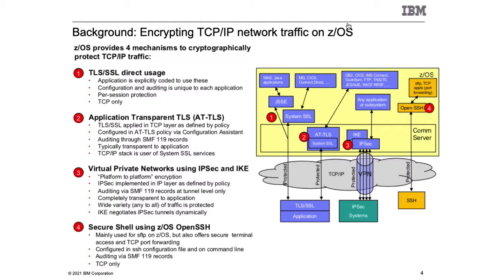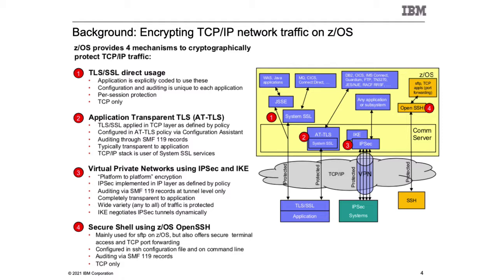You use our Network Configuration Assistant to configure policy for the applications you want to protect and with what security attributes. That policy is installed in the stack, and we call the System SSL APIs on behalf of the application. We support auditing through SMF 119 records, so we have the advantage of a common auditing mechanism and a common configuration mechanism. A third path is virtual private networks using IPsec.